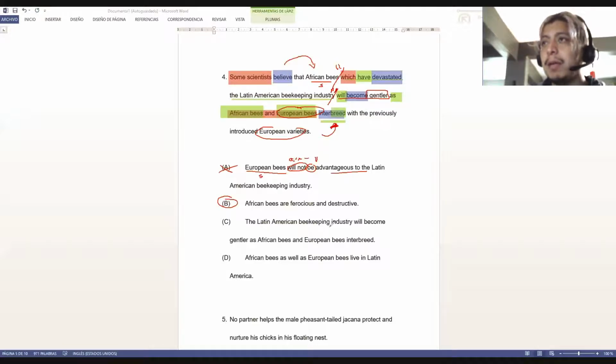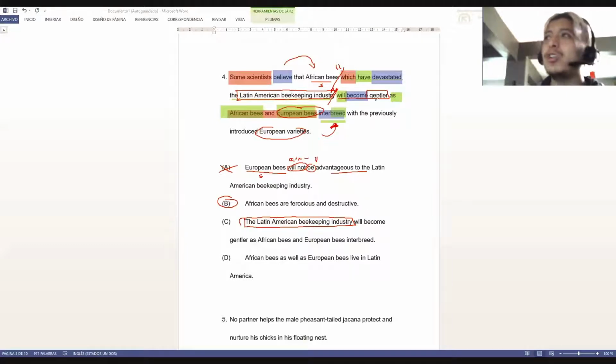The Latin American beekeeping industry will become gentler as the African bees and European bees interbreed. This doesn't make any sense. The Latin American beekeeping industry is the thing that was devastated. What was devastated? The Latin American beekeeping industry. But the Latin American beekeeping industry is not the doer of anything. It's the receiver of being devastated. Here it says that it will be the doer of becoming gentler.